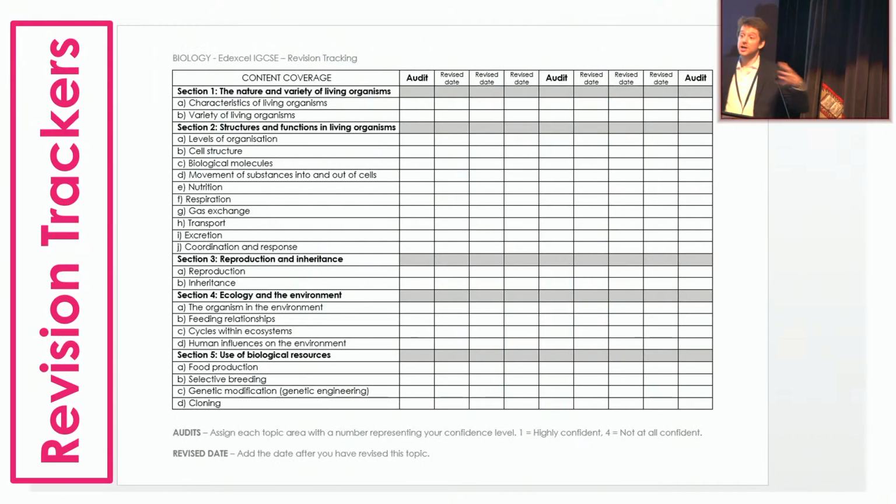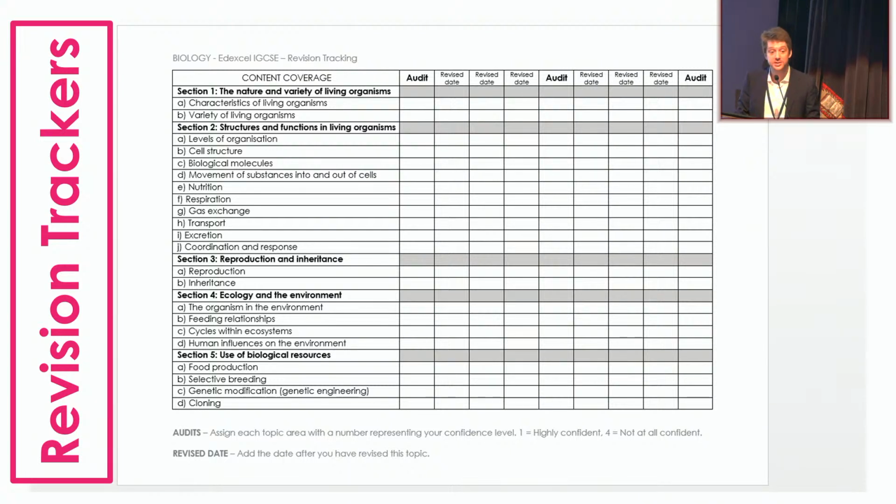Now that's the time you have, but you now need to fit content into the time you have. How are you going to do that? Well, I've shown you these before, I think. We've got a selection of revision trackers, but you can make your own. The idea is you take everything that's going to come up in an exam, and you look at it, and then you audit yourself. You audit your confidence levels.